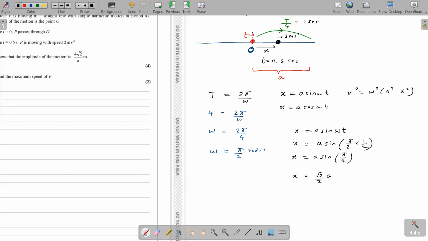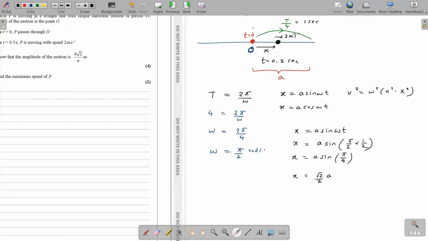Okay, is this okay? So this is the x distance. Now we still did not get the answer. We are supposed to find the amplitude. We need to get the value of a. How much is a? We still did not get a. We just got that the x distance at t equals 0.5 seconds, our particle has traveled a distance of root 2 over 2 times a from the origin. Okay, that's not what they're asking us to find. We need to get the exact value of a.